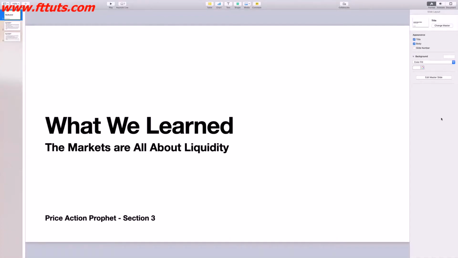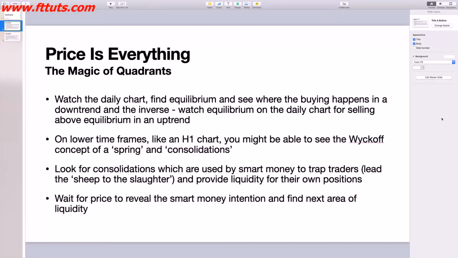Okay, in section 3, we learned a lot. Number 1, the markets are all about liquidity. So what he does, he's using quadrants. He watches the daily chart to find the equilibrium and see where the buying happens in a downtrend. And the inverse, watch equilibrium on the daily chart for selling above equilibrium in an uptrend.